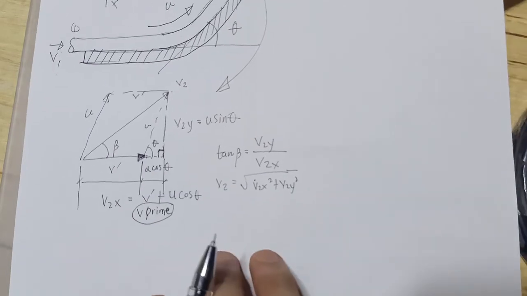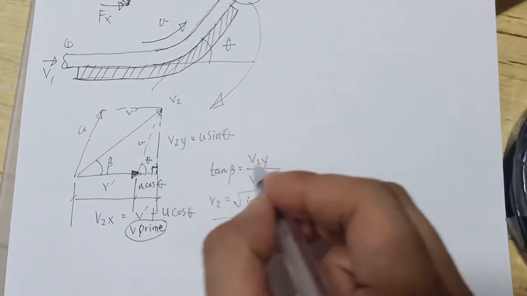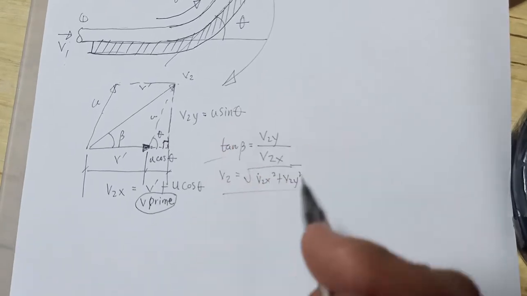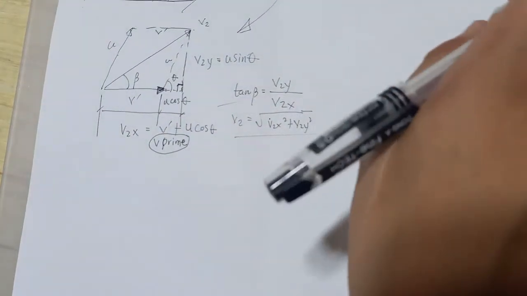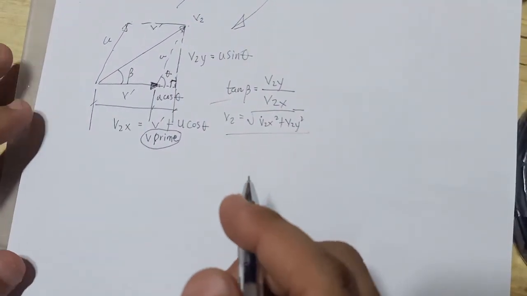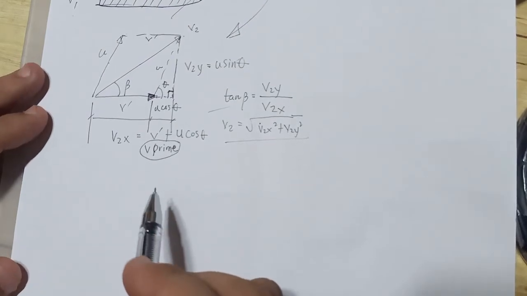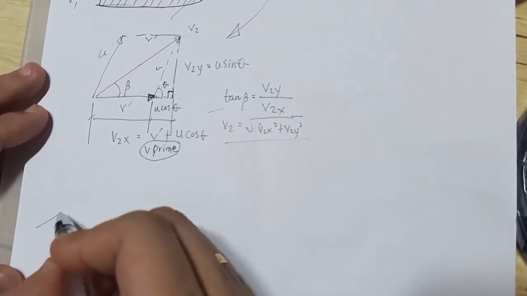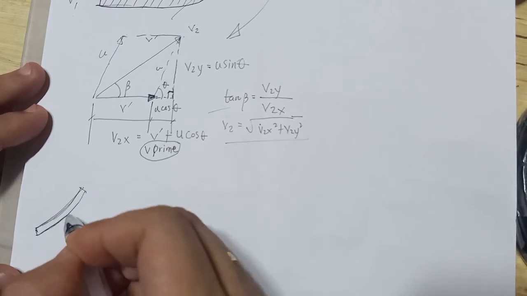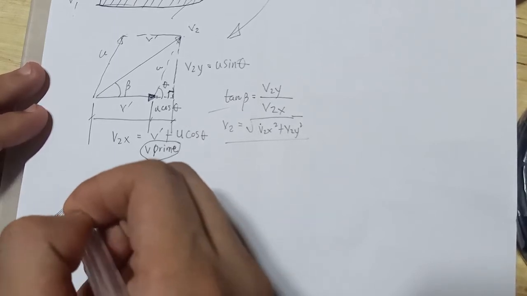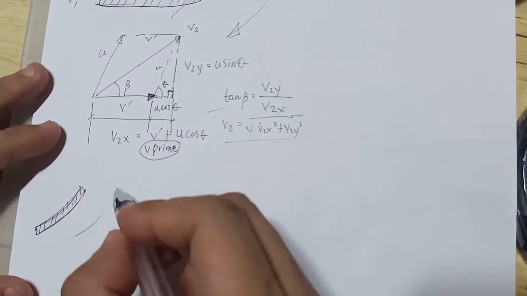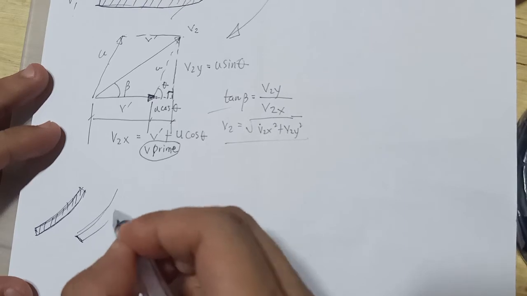So we have these important formulas. This is relative velocity, and the topic is about the moving vane. If this is the vane, let's draw the vane.